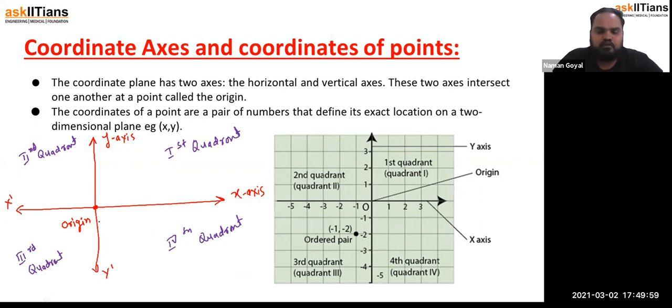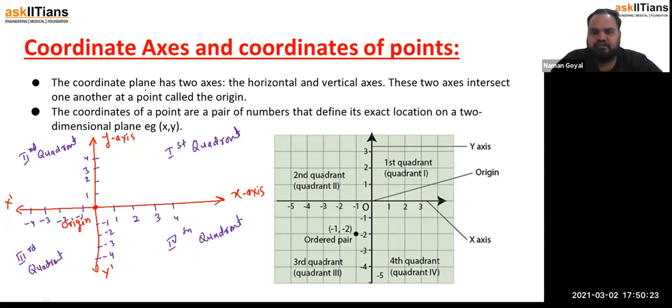Okay. Now the points: this is 1, 2, 3, 4. 1, 2, 3, 4. Here -1, -2, -3, -4. This is also -1, -2, -3, -4, and so on, right?